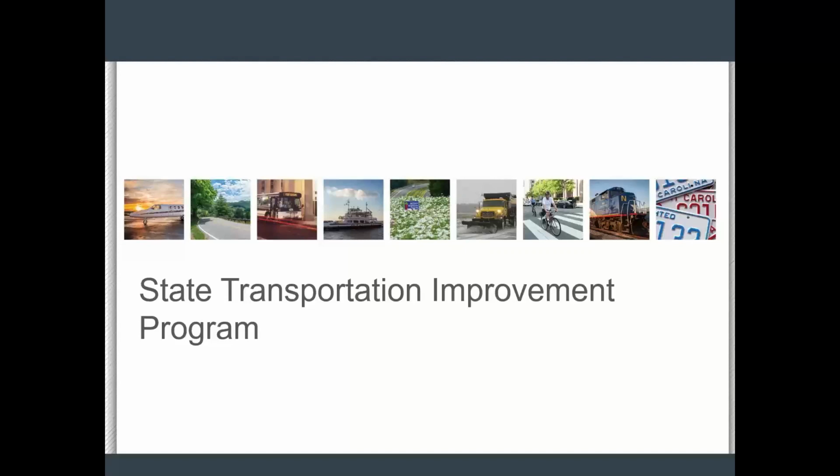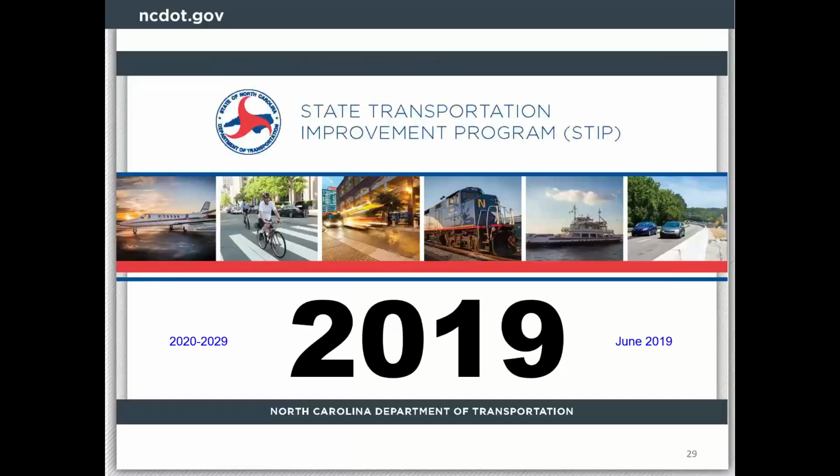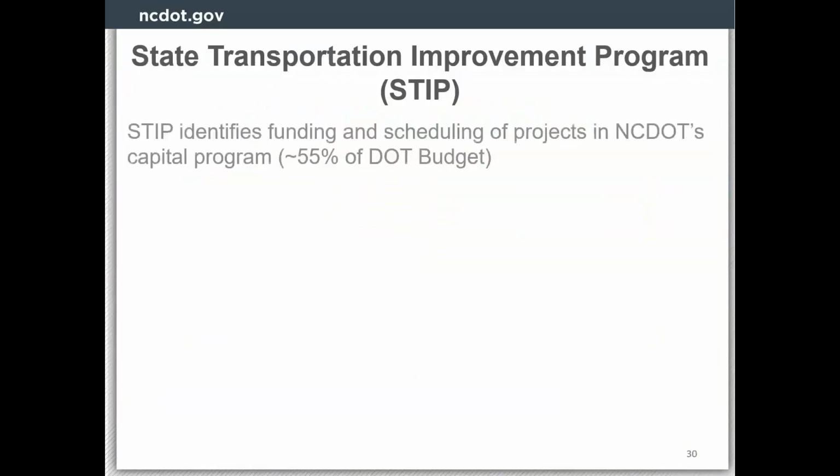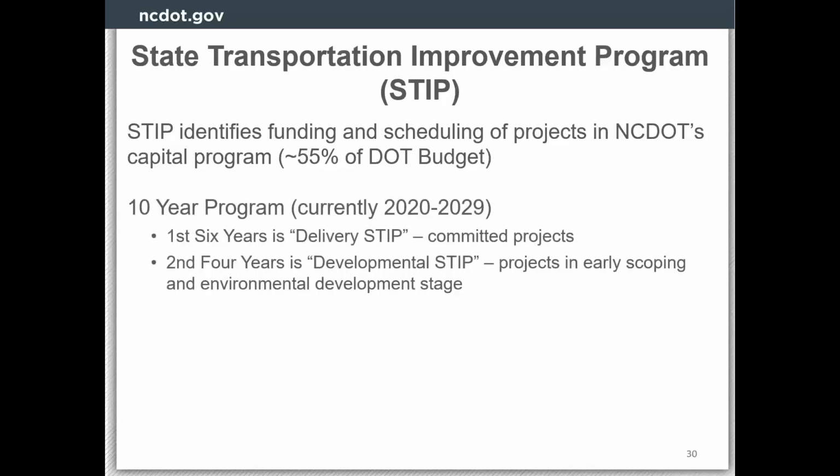I'm going to take a few minutes here and show how that relates back to our STIP and how we use those results to develop the STIP. So the 10-year STIP identifies funding and scheduling of projects. It's a capital program, and it's about 50 to 55% of DOT's budget. It's a 10-year program. Currently, the first 6 years is what we call our delivery STIP, and these have committed projects. These are projects that have gone through prioritization and are now programmed in the first 6 years, and they don't have to go back through prioritization. The department is going to be moving forward with them and delivering them.